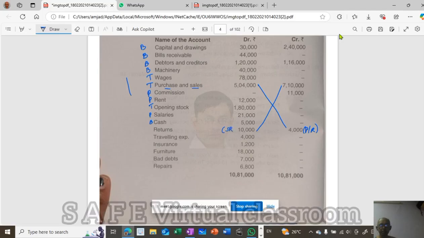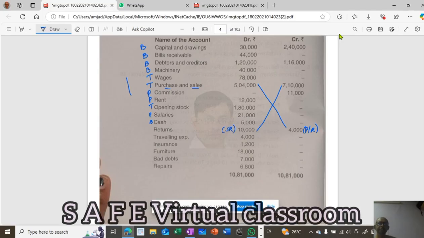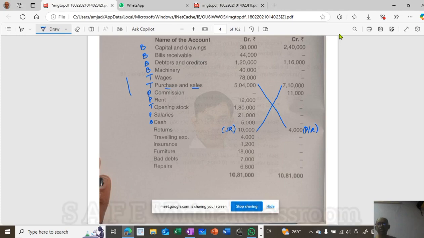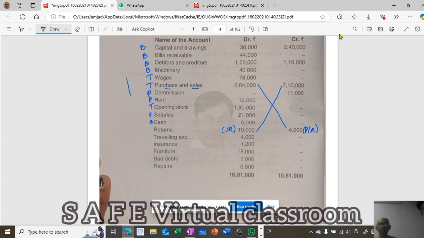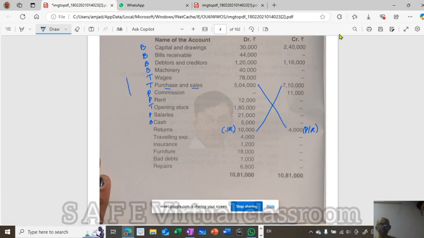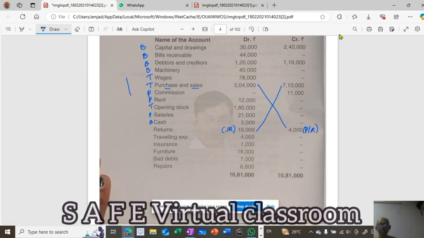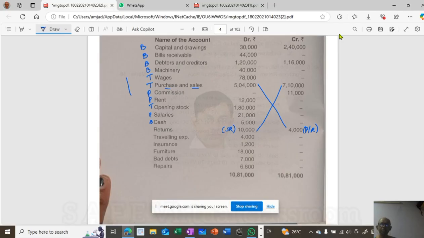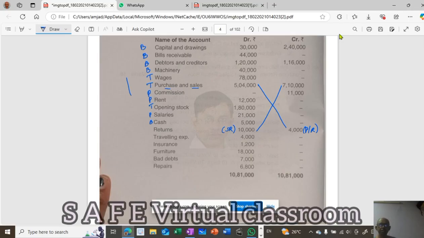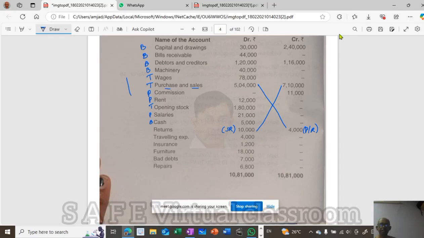because they are opposite of that, because you are returning the goods back, right? You had sold, you are returning. You had purchased, you are returning. So we have to minus that amount. If it is returns for sales, then we'll minus it with sales. And if it's for purchase, then we'll minus it with the purchase amount. But we'll just make the entry on the opposite side.